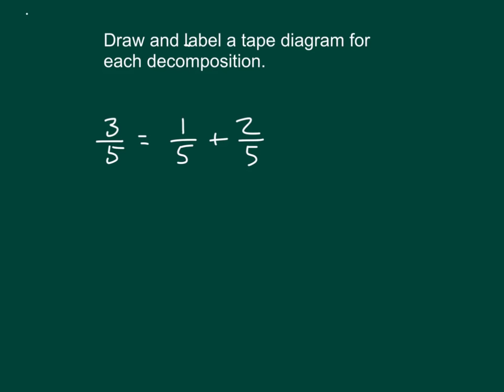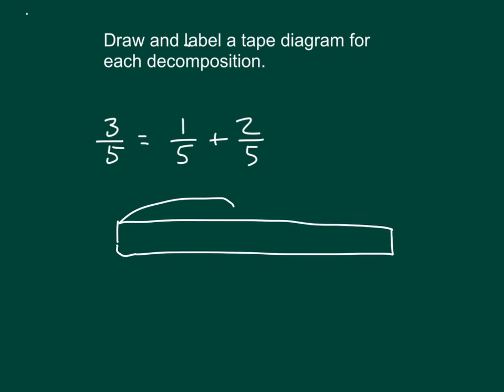Here we're asked to draw and label a tape diagram for each decomposition. First, we'll draw the tape diagram. The whole tape diagram is 1. Well, the unit fraction that we are talking about is fifths, as you see here. So we'll divide it into 5 parts by drawing 4 lines.